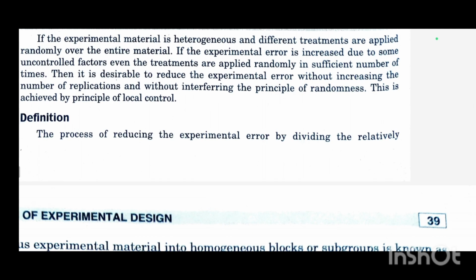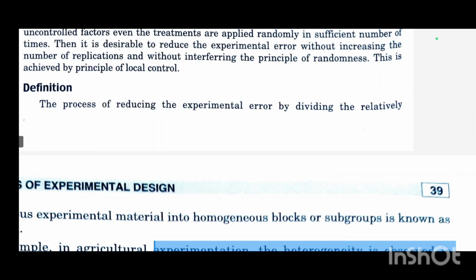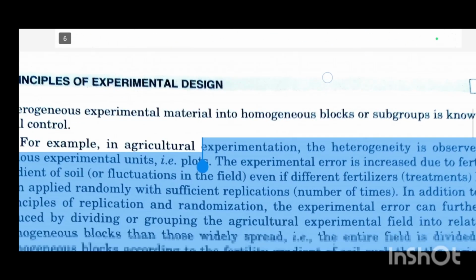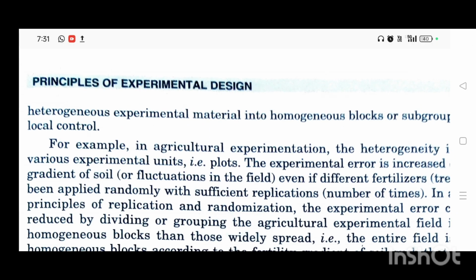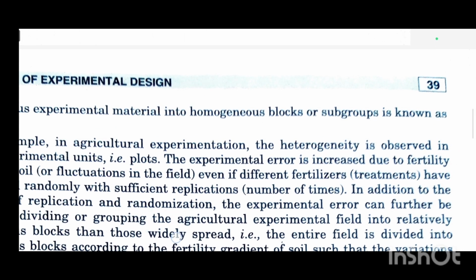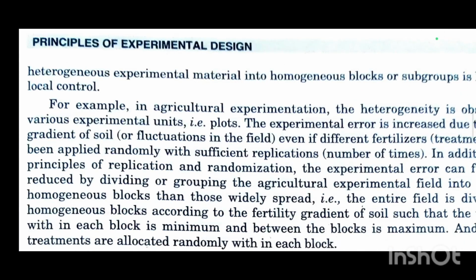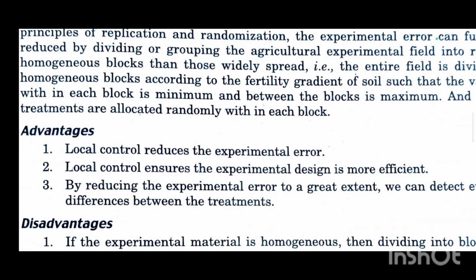Just see the definition: the process of reducing the experimental error by dividing a relatively heterogeneous experimental material into homogeneous blocks or subgroups is known as local control. Just see the example.